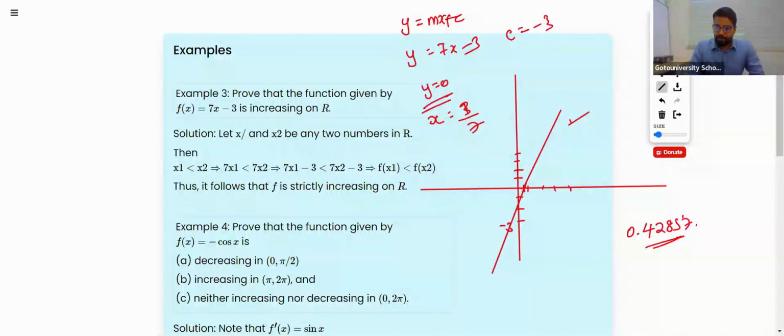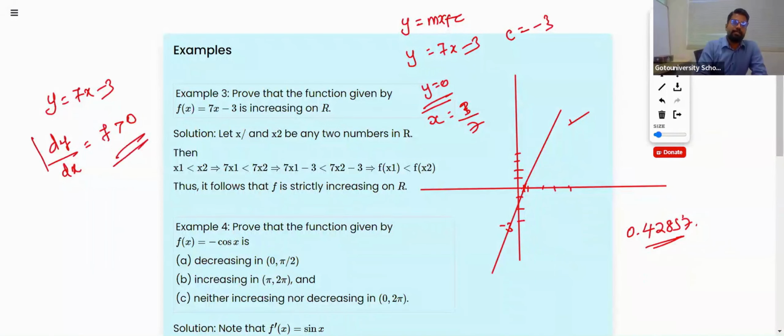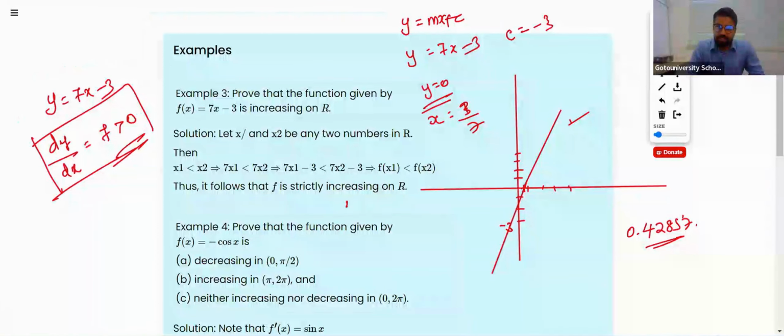But using our differentiation concept, how are we going to do this? Let me write y is equal to 7x minus 3. What is dy by dx? dy by dx is simply 7. Now is it greater than 0? Yes. As it is greater than 0, definitely our dy by dx is always positive, and it's always an increasing function, strictly increasing, not greater than or equal to 0. It's clearly greater than 0, right? Next question. Let's look at the next question.